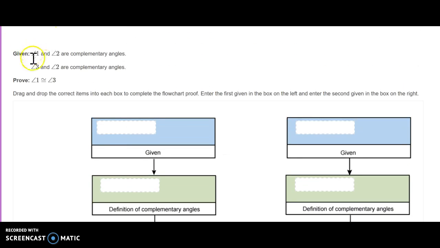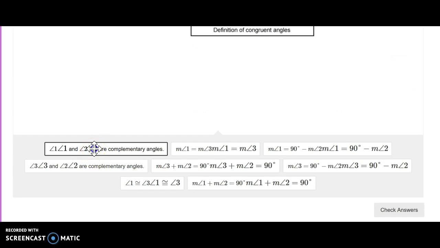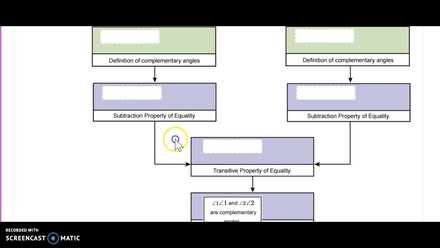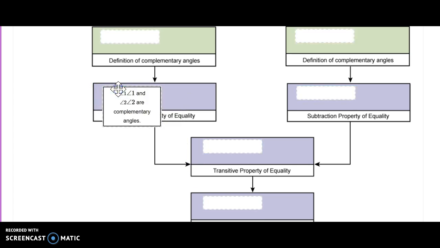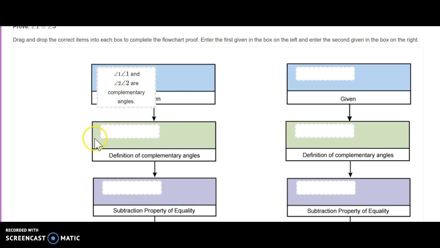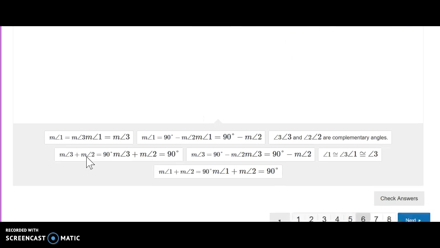All right, we're given that angle 1 and 2 are complementary angles. Angle 3 and 2 are complementary angles. So those are our givens. They're going to go in these first 2 given boxes. So we got to find those. Angles 1 and 2 are complementary. You kind of have to work them up there. As you scroll, it won't let me scroll and hold. So angle 1 and 2 are complementary angles, and also angles 3 and 2 are complementary angles.